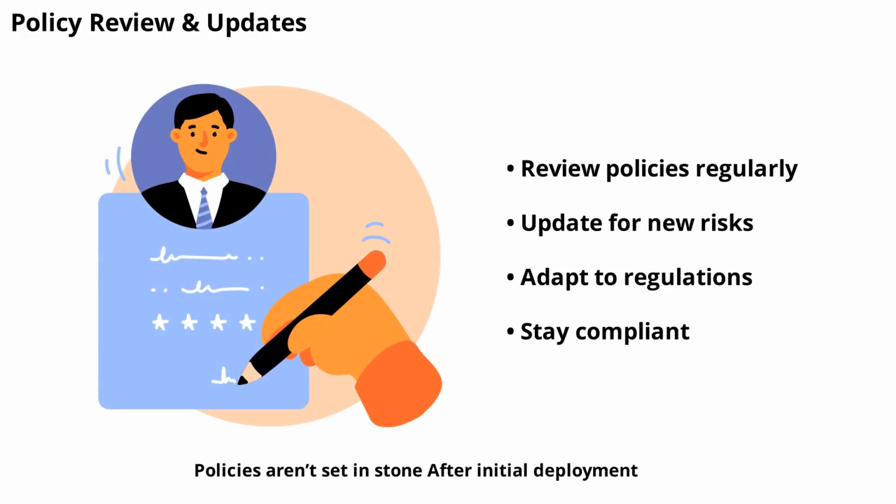Policies aren't set in stone. After initial deployment, you'll need to review and update your DLP policies regularly. This phase, which should occur every 4 to 8 weeks, ensures your controls remain effective as business needs and threats change. Policy reviews help you adapt to new regulations and emerging risks.